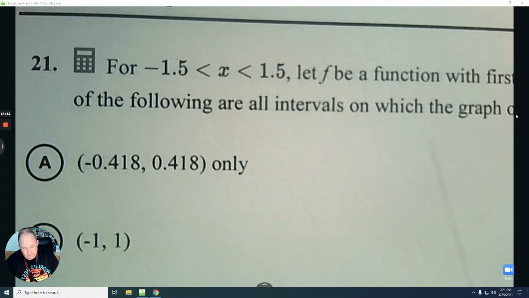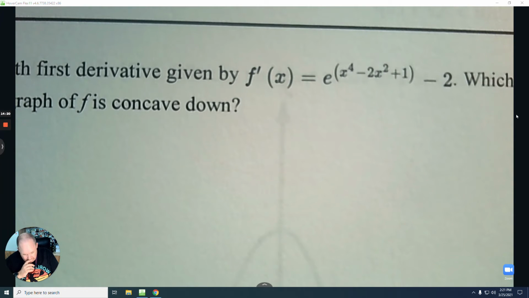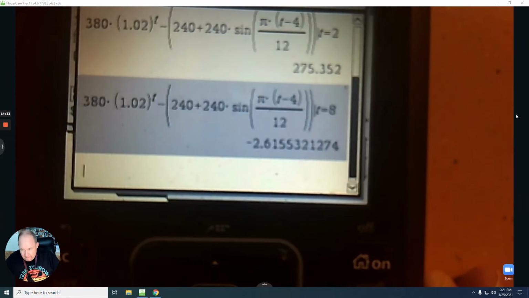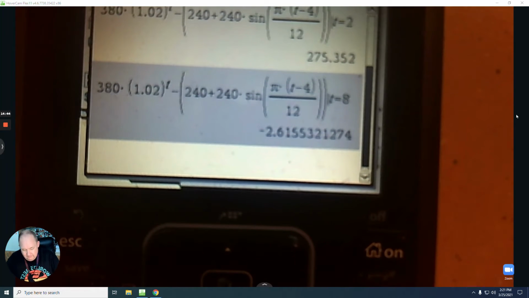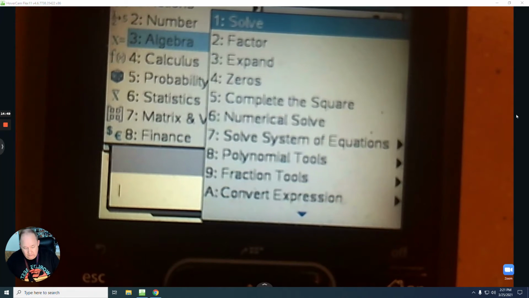21 is a calculator question. From negative 1.5 to 1.5, let f be that function. Which of the following are intervals where the graph is concave down? So let's take out our calculator. So if you're given the first derivative, step 1 is to take the second derivative. So that means the next derivative. So you're given the derivative, so you just take the derivative again. So the derivative of the derivative is the second derivative. And I'm going to solve an equation. So we're going to go algebra and then solve this.